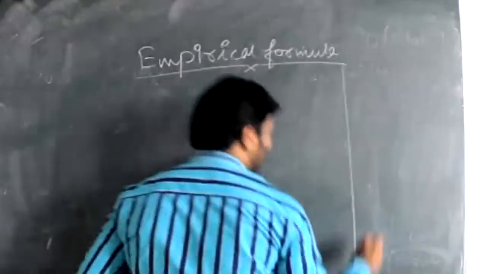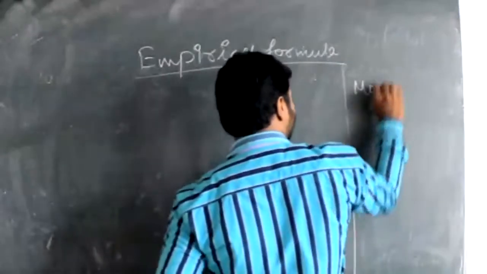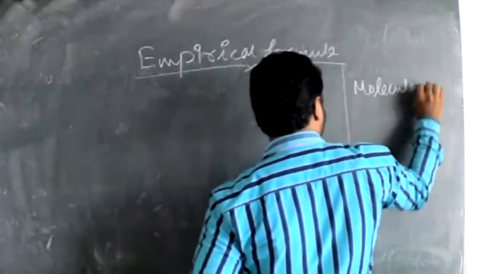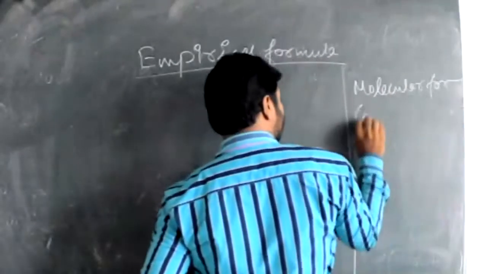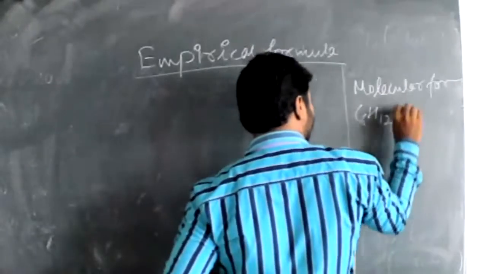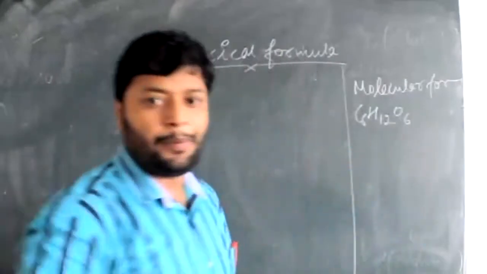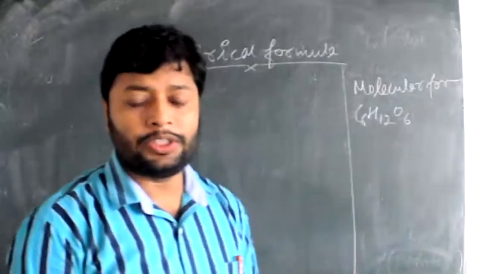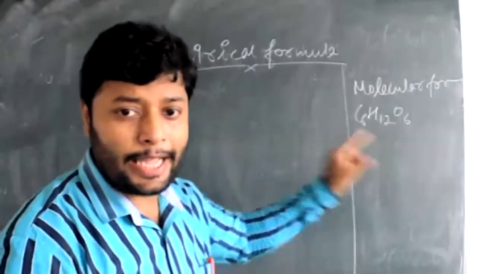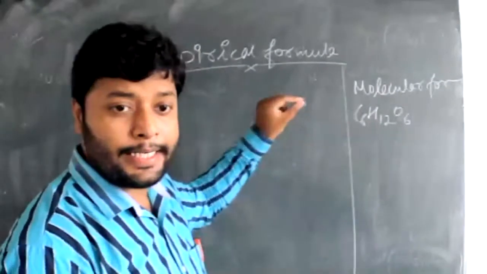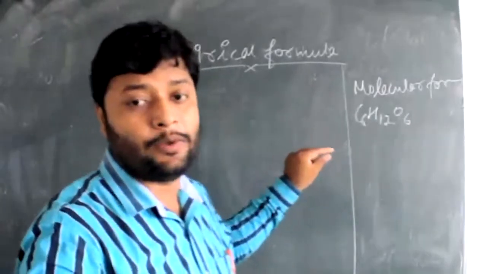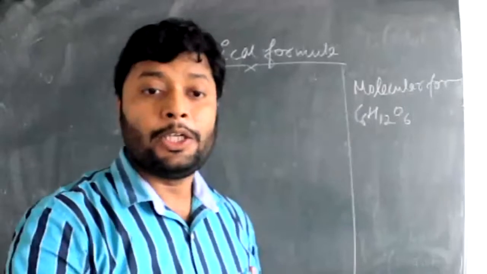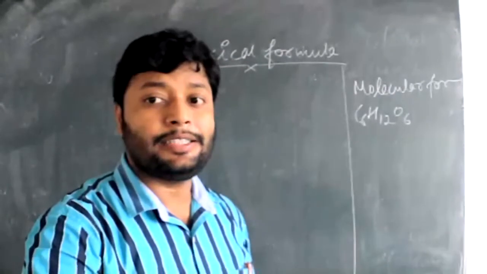Let's see how. Suppose we have the formula of glucose. The formula is C6H12O6, which indicates the number of atoms present in the glucose molecule. That is 6 carbon, 12 hydrogen, and 6 oxygen.